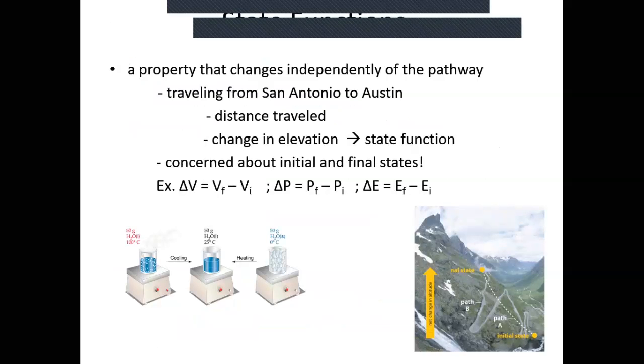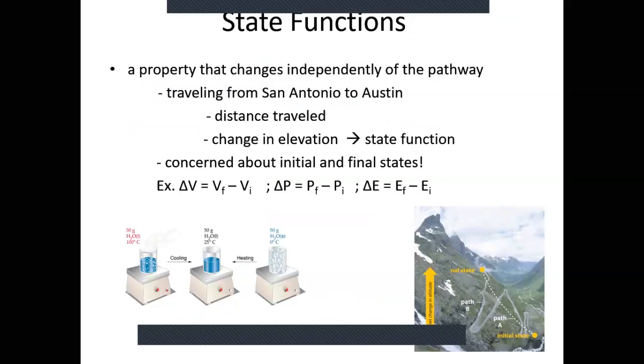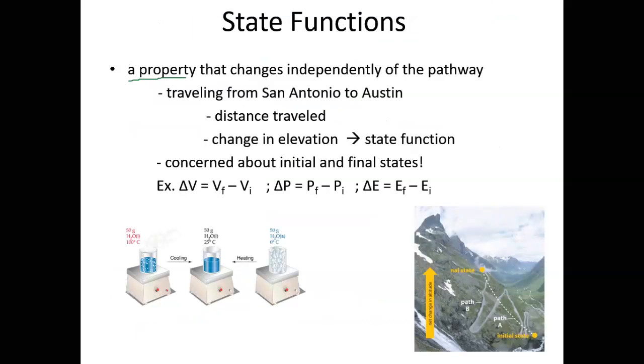Now, when we're talking about thermochemistry, we want to introduce a particular type of function called a state function. A state function is a property that changes independently from the pathway. So it doesn't matter what path you take, it just matters what the initial and final states are. And that's what we mean by a state function.